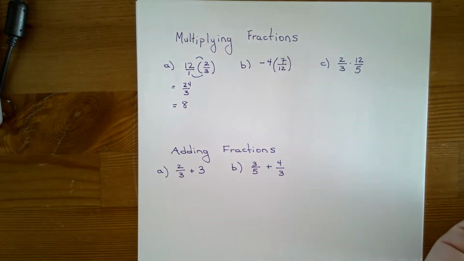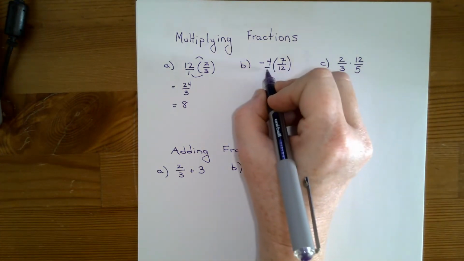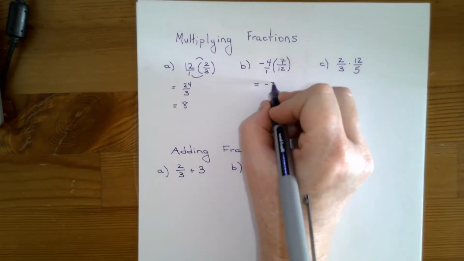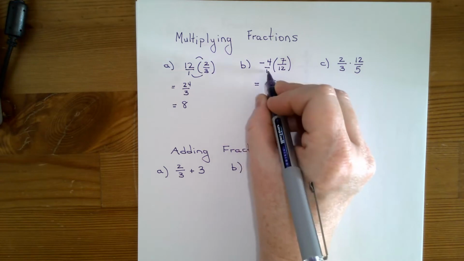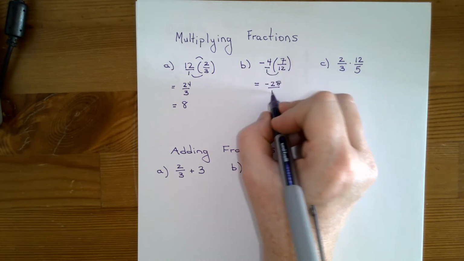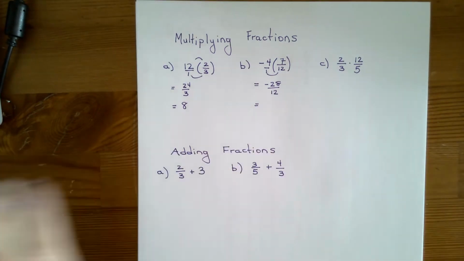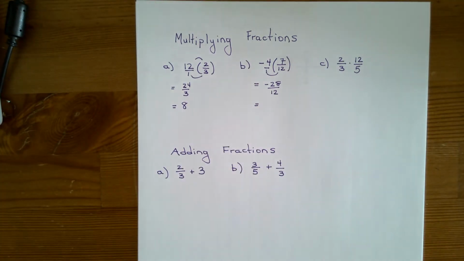So now let's try that again with b. So I have negative 4 over 1. So negative 4 times 7 is negative 28. And 1 times 12 is 12. And then I have negative 28 over 12. And this is where I need to put it into lowest common terms.